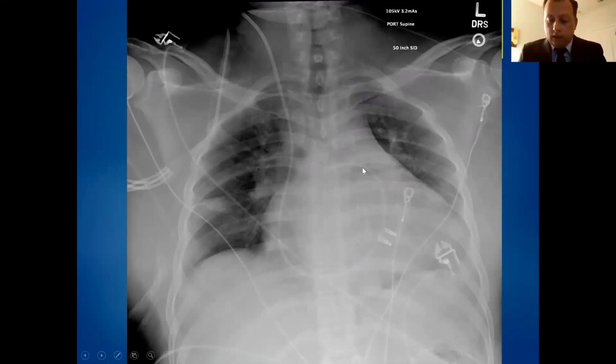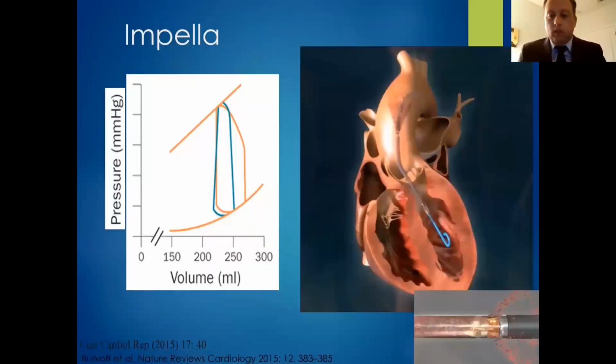Here you can actually see the tip of the balloon pump. You want it to be just below the aortic knob. The other site that you can look at is the carina. If you look at the carina and find the balloon pump is approximately there, that's a good site for it to be. The next device we'll be talking about is the Impella.